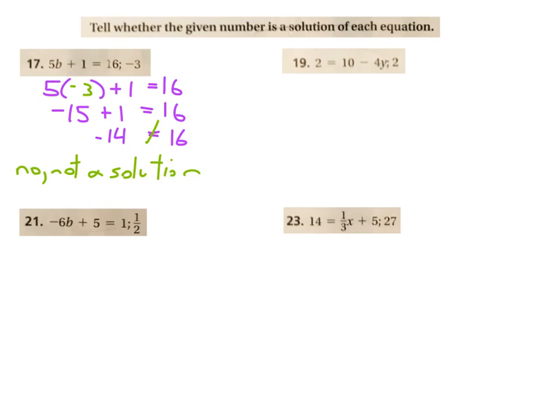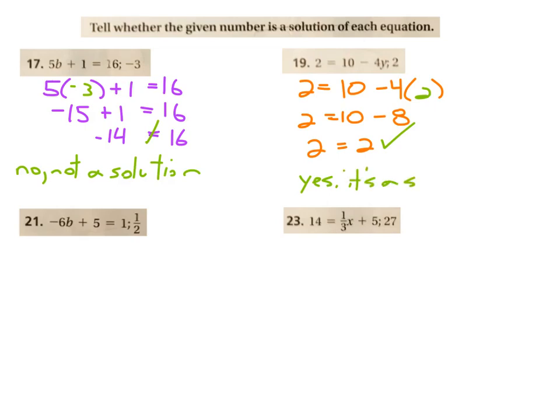Okay? We will take number 19, and it says 2 equals 10 minus 4y. So that's the same as 2 equals 10 minus 4 parentheses. And what do we write in parentheses? What they say y is equal to after the semicolon, which is 2. And then we're going to follow order of operations. So 2 equals 10 minus 8. And then 10 minus 8 is 2. 2 equals 2. Check. Okay, so we say yes, it's a solution.